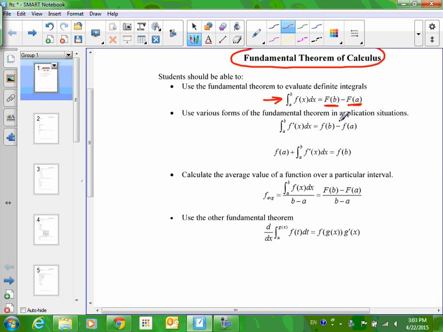Now, this theorem, sometimes people call it the second fundamental theorem, some people call it the corollary, some people call it other various forms. But this right here, you're integrating a derivative. So notice that you're not integrating or deriving, you're just plugging in the bounds and subtracting.